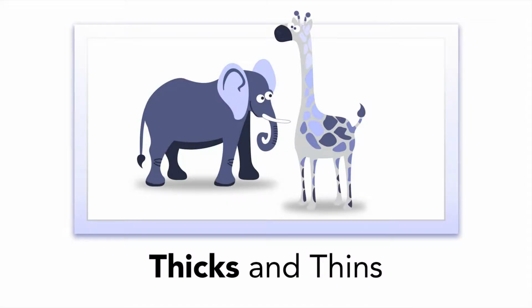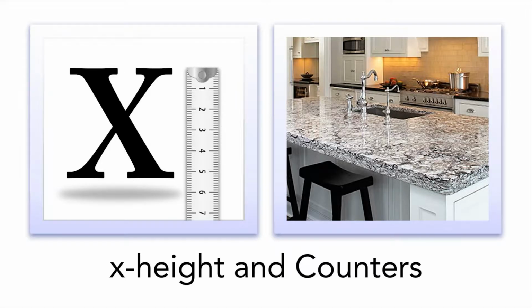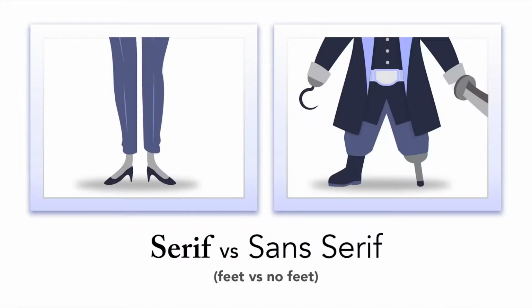So I have my elephant and giraffe friend. We're going to talk about thicks and thins. So we got our thin giraffe and our thick, strong elephant. I'm going to talk about X height and counters. I'm sorry to disappoint you. We're not going to talk about marble. And serif and sans serif. And what I just want you to remember are feet or no feet.